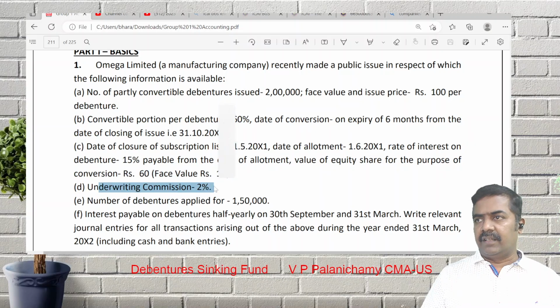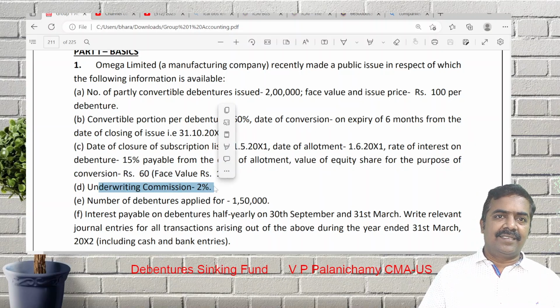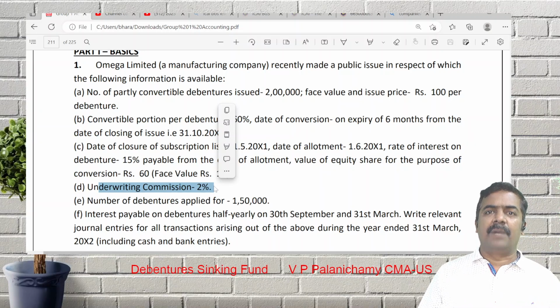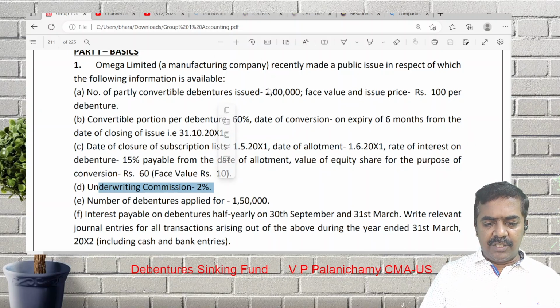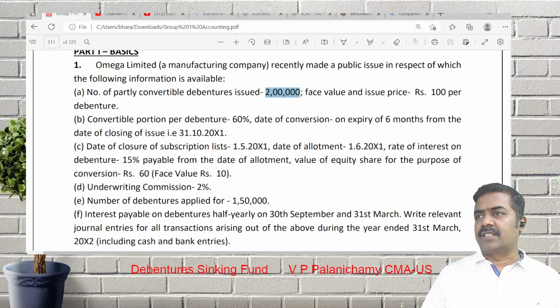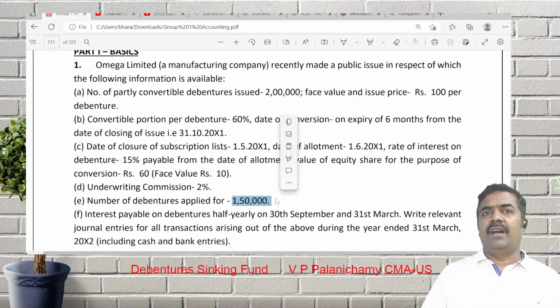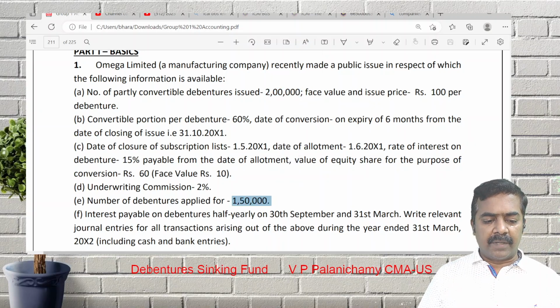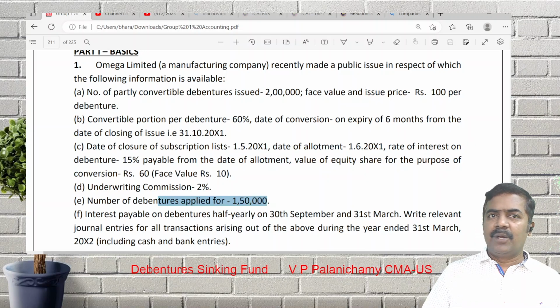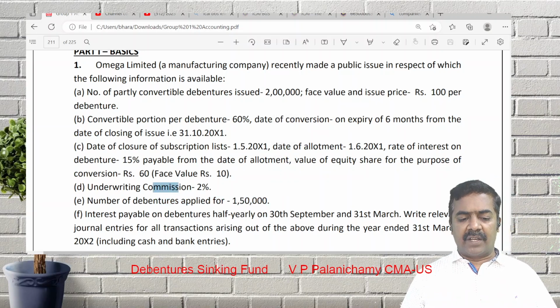We are appointing an underwriter. What do you mean by underwriter? Not an agent, not an issuer. They give a guarantee to the company. What guarantee? They ensure that all the 2 lakh debentures are subscribed. If 2 lakh debentures are not subscribed, the unsubscribed debentures will be taken over by them. Now see, the number of debentures applied for by the public is only 1,50,000. The remaining 50,000 will be given to whom? Underwriters, and they are eligible for a commission. Interest is payable half yearly on 30th September and 31st March.